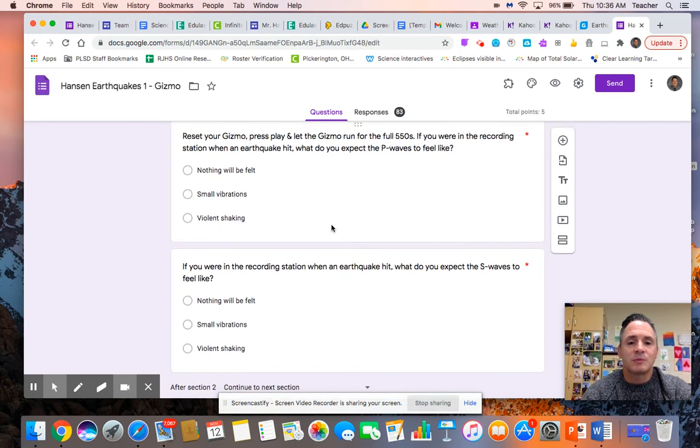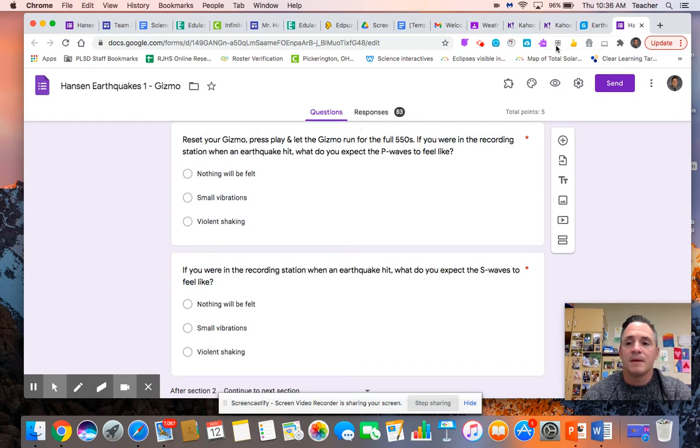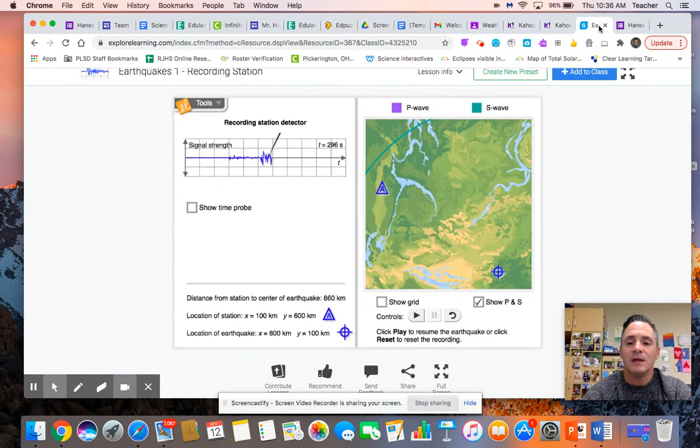Next, reset your Gizmos. Press play and let the Gizmo run for the full 550 seconds. If you were in the recording station when an earthquake hit, what do you expect the P wave to feel like? All right. So it says reset, press play, and let the Gizmo run for the full 550 seconds. Okay. Reset. Play. Okay, there's that. So we did that.